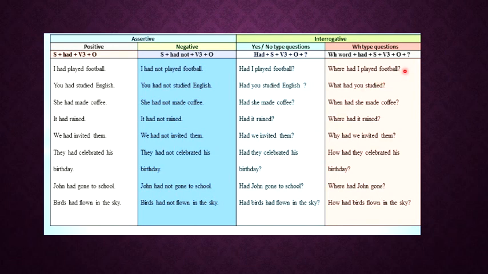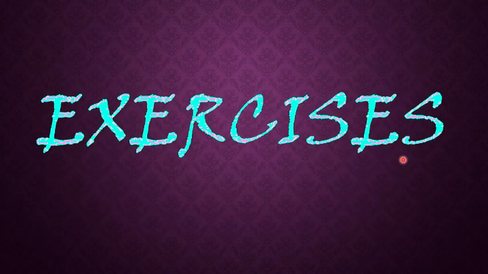Like where had I played football? It means you are asking the place. What had you studied? Means you are asking the subject. When had she made coffee? Means you are asking the time. Where had it rained? That means we are asking the place of rain. Why had we invited them? We are asking the reason of invitation. How had they celebrated his birthday? We are asking the way, that is, in what manner was it celebrated? Where had John gone? Again we are asking the place. How had birds flown in the sky? We are asking the manner. Okay, the way. So this is the way we form past perfect tenses.